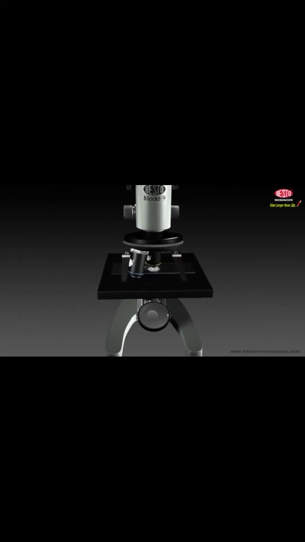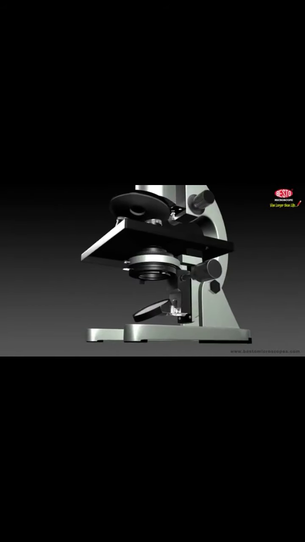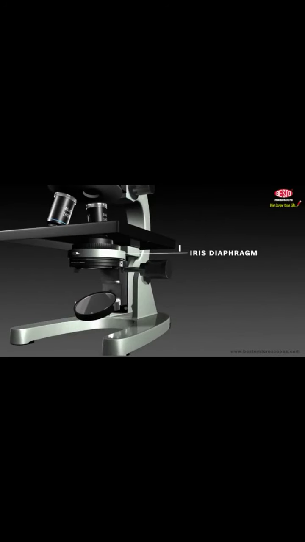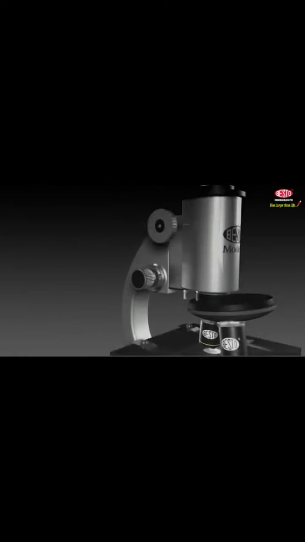F. The stage is the flat surface on which you put your slides or samples. G. The stage clips hold the slide in place on the stage. H. Beneath the stage, all Besto microscopes have a condenser with a standard diameter of 39.5 mm, which collects and concentrates the light before it passes through the sample. I. The iris diaphragm is used to control the diameter of the cone angle of the light transmitted onto the specimen. J.